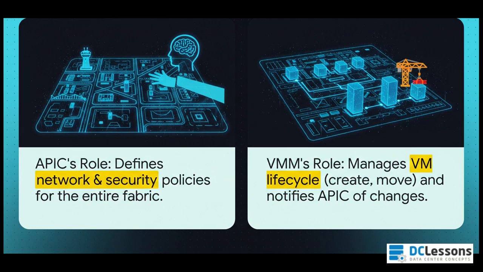Now the VMM controllers, say your vCenter, that's the site manager. Its job is to actually build the houses, creating, moving, and deleting your VMs. And then it just connects them to the roads the city planner already designed. See the difference? APIC doesn't create the VMs, but it makes darn sure that the second a VM pops into existence, it's instantly on the right network with the right policies. It all just happens automatically.